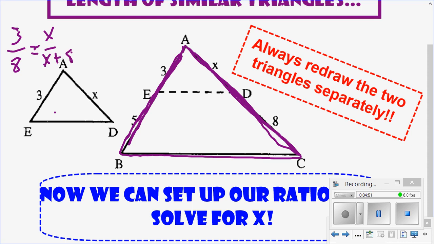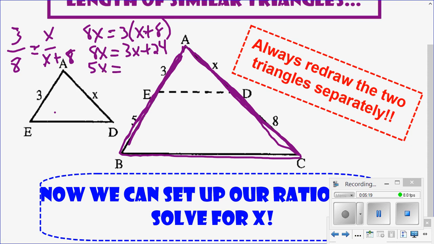So let's try and cross multiply and solve that. So we have 8 times x on the one diagonal is equal to 3 times the quantity x plus 8. So I'm going to go ahead and distribute that 3. So 8x equals 3x plus 24. And I'm going to subtract 3x from each side. So 5x is equal to 24.